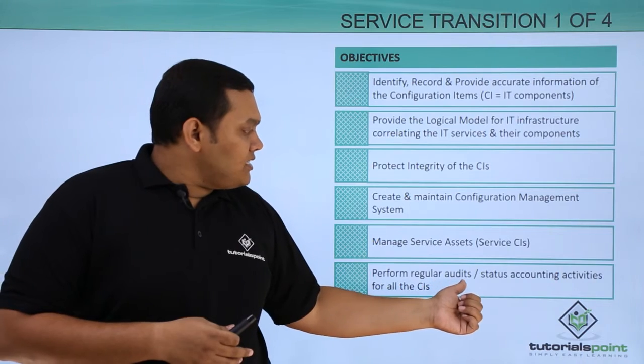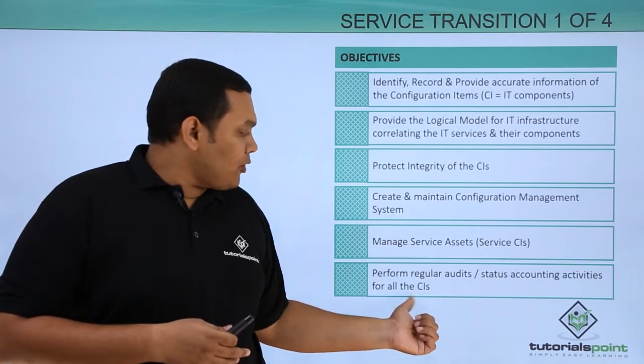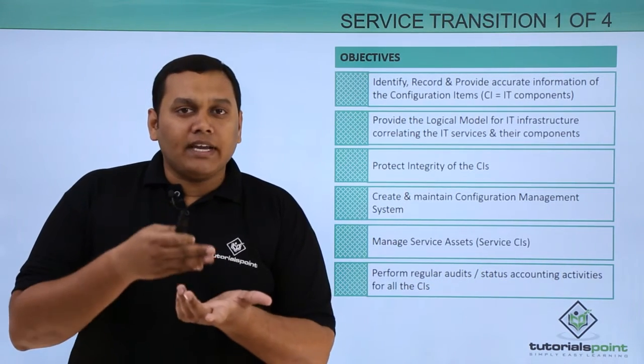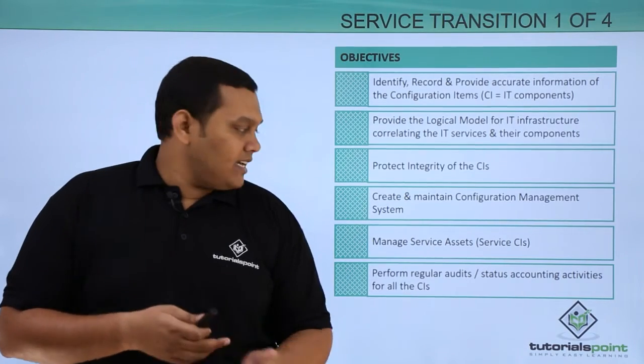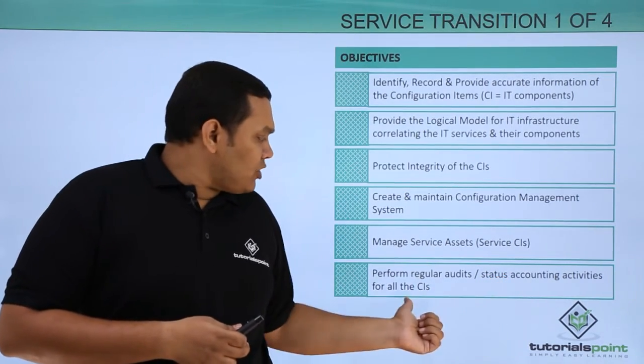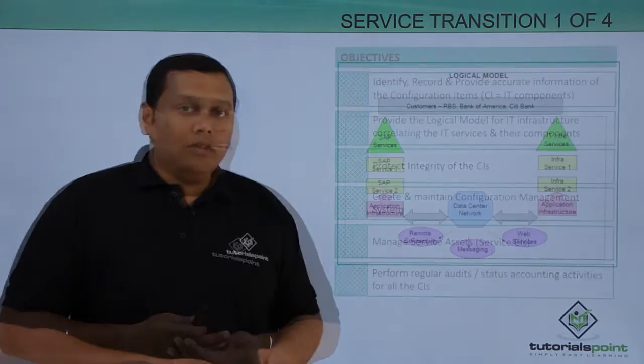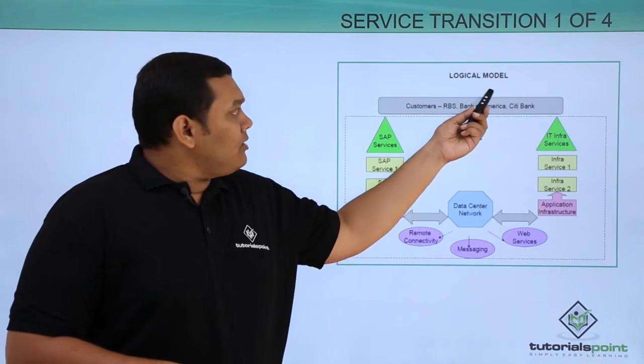Perform regular audits and status accounting activities for all the CIs. That means they do a regular audit and also update the CIs and account for them based on the activities performed on the CIs. So, we will look at the logical model here.